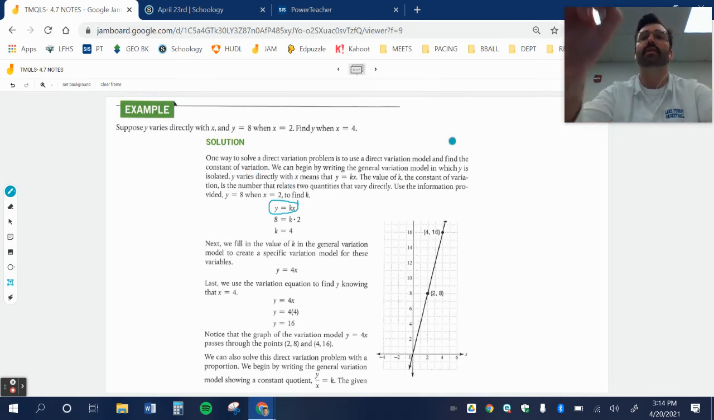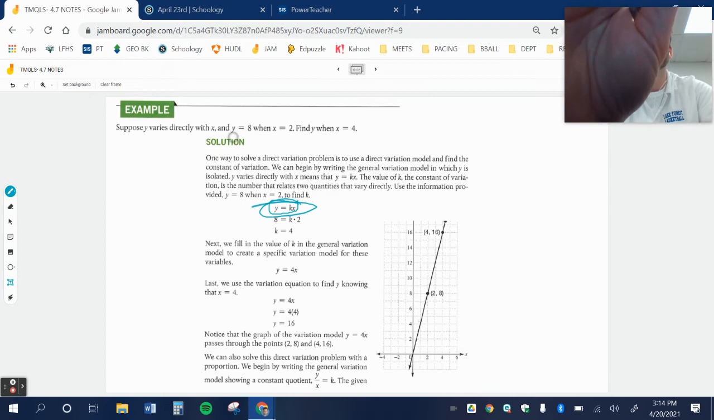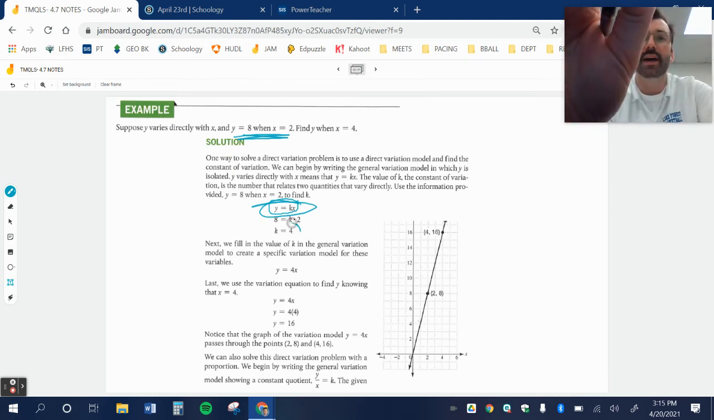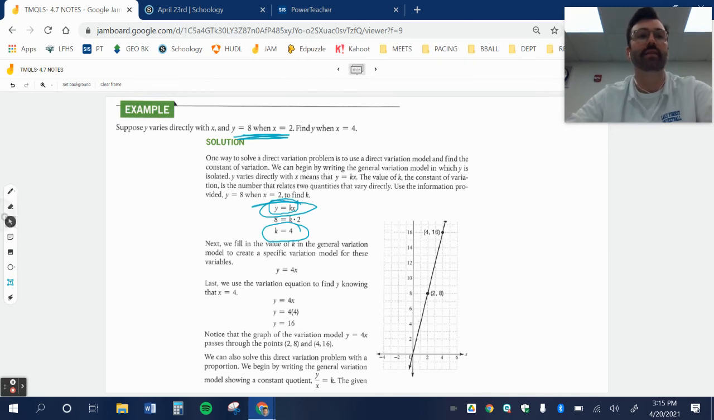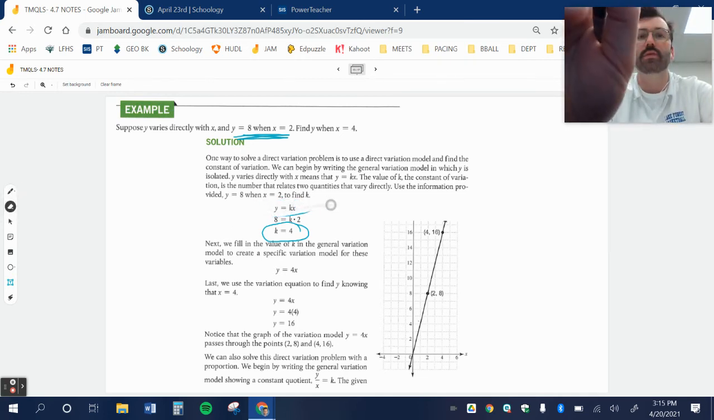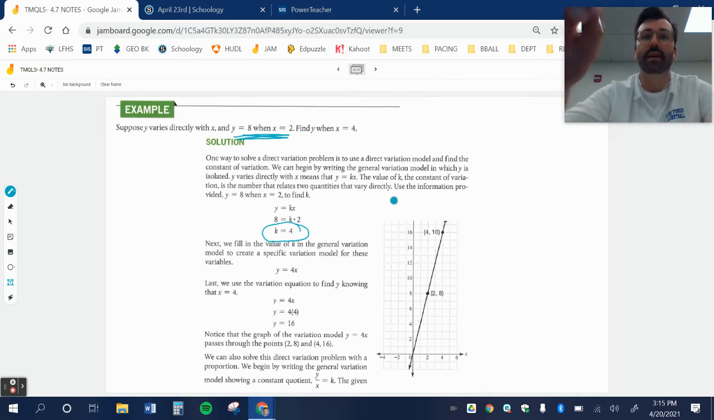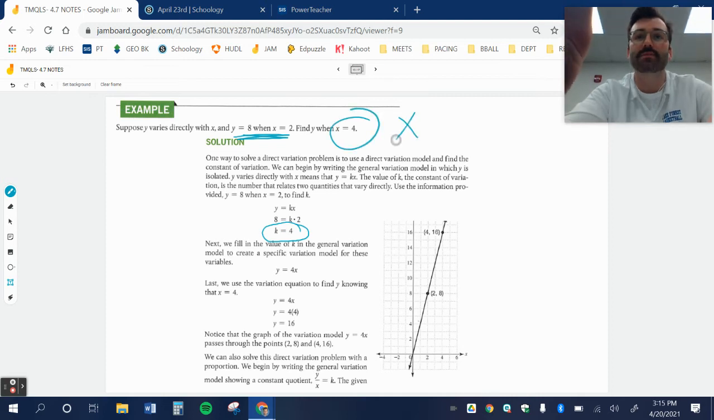So how am I going to do that? What they're doing here is using their information to find our k value, our multiplier. Well, if y is 8 and x is 2, then the constant is 4. Now, you might be able to calculate that in your head. You would just do 8 divided by 2. Now, the second part of the question says, find y when x is 4. Well, our multiplier is 4. That means y has to be 16. 4 times 4 is 16. Because x is 4, I just multiply that value by 4 to get y.